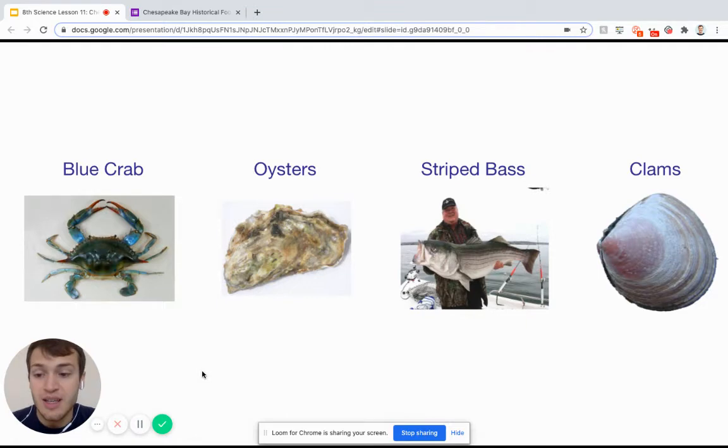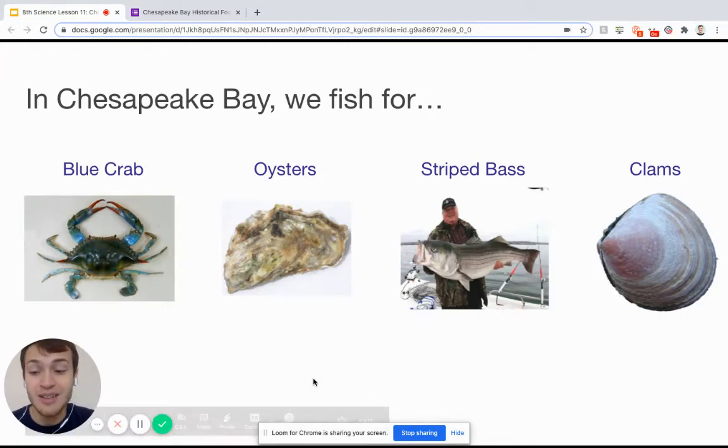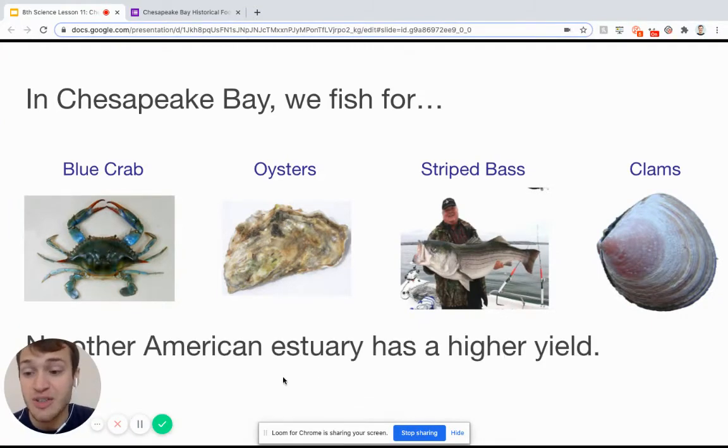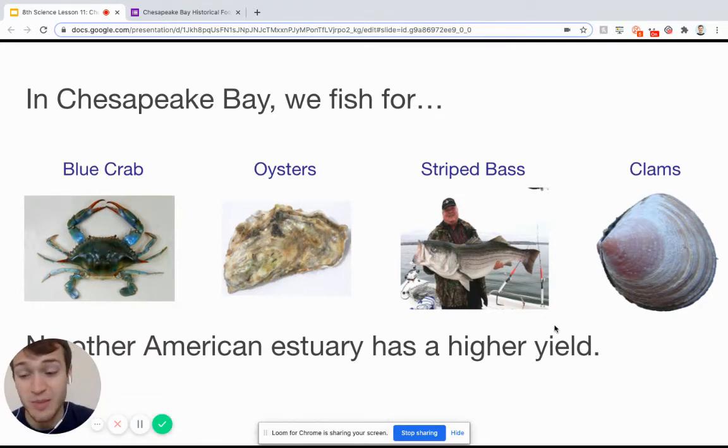And because it's so large, it's an excellent place for Americans to do a lot of our fishing. In Chesapeake Bay, we fish for things like blue crab, oysters, striped bass, and clams. This estuary is so productive, meaning there are so many fish in it, that no other American estuary has a higher yield of fish, meaning this is where we get the most fish. No other place has quite as many fish.